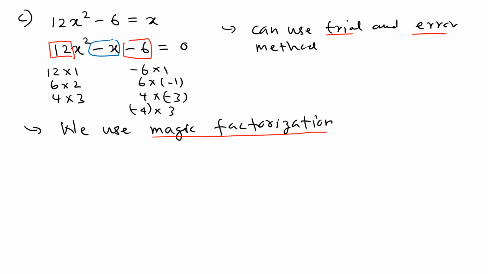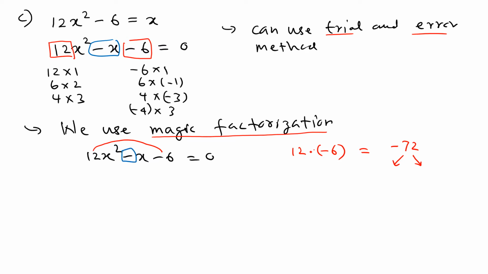This is a straightforward approach. Let's start with the problem: 12x squared minus x minus 6 equals 0. We just follow the same approach as we normally would. First, we look at the product of the leading coefficient and the constant term. In this case, 12 times negative 6 gives you negative 72. Then think of two factors that add up to the coefficient of the middle term, in this case negative 1.